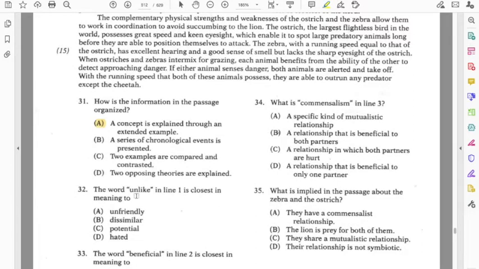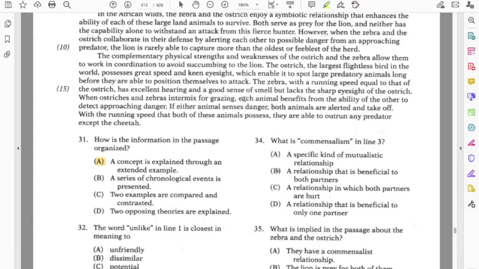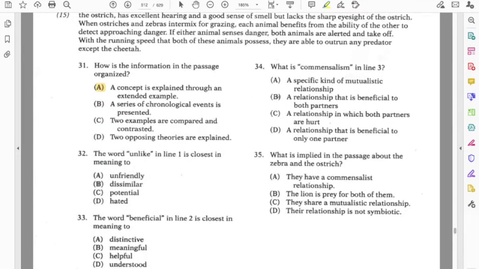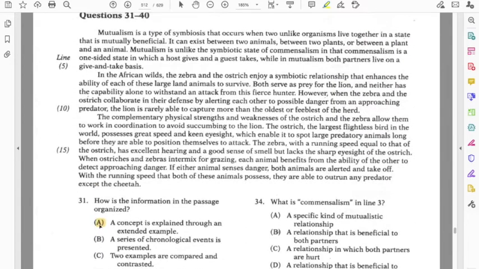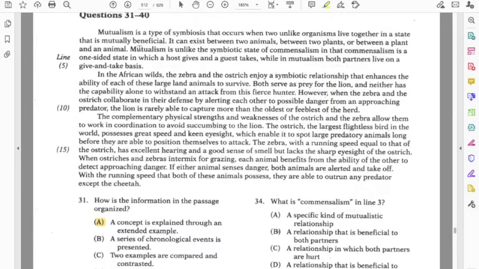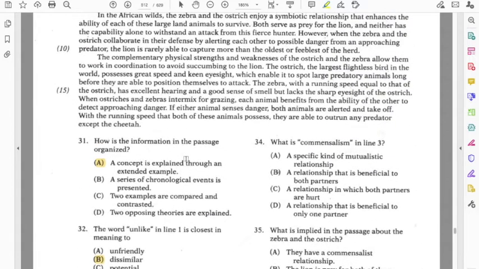The word unlike in line 1 is closest in meaning to... Line 1: when two unlike organisms live together. Well, when two dissimilar. Unlike means dissimilar. They are not the same. The word beneficial in line 2, beneficial should be helpful. That is mutually beneficial, helpful. That's just the meaning of the word. And the examples and details support that they are helping each other.